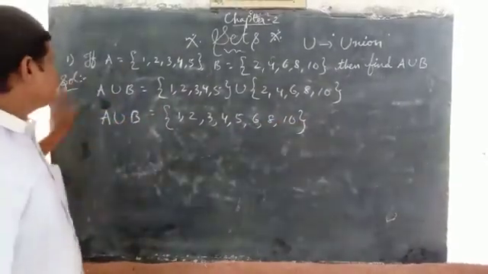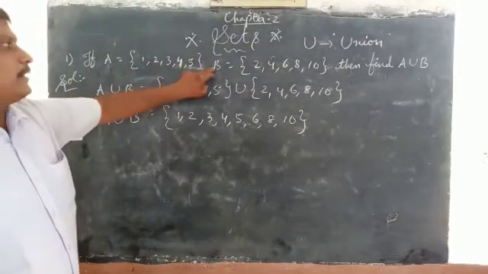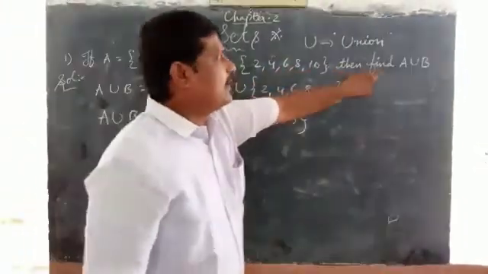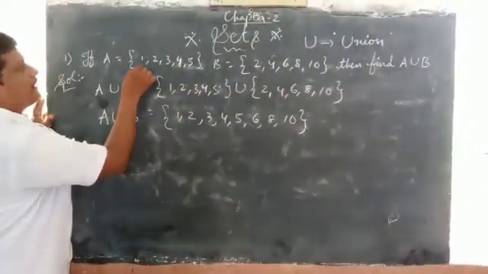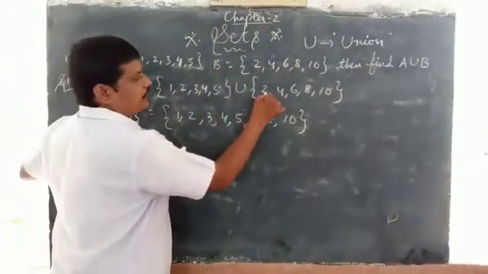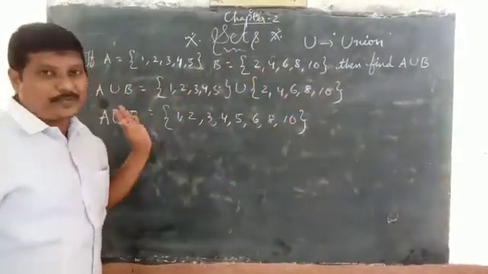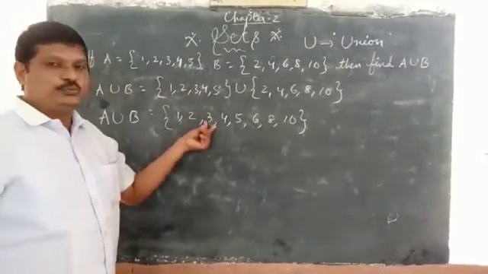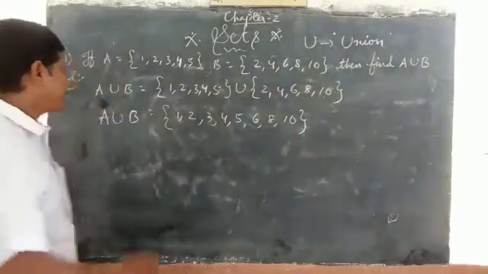Once again, listen to me. If A equals set of 1, 2, 3, 4, 5 and B equals set of 2, 4, 6, 8, 10, then find A union B. A union B means set of 1, 2, 3, 4, 5 union set of 2, 4, 6, 8, 10. Union means all elements, not repeated, only one time: 1, 2, 3, 4, 5, 6, 8 and 10.